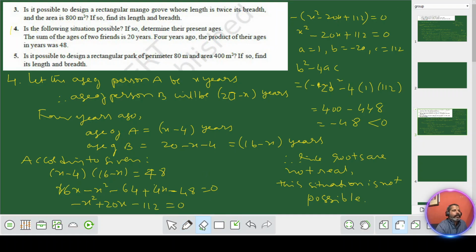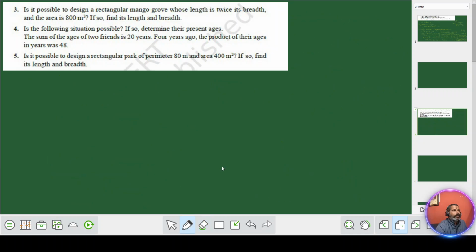Let's see the last question of the quadratic equation chapter itself. Is it possible to design a rectangular park of perimeter 80 meter, area 400 meter square? If possible, find the length and breadth. Let's see what is given. Perimeter is 80 meter. Area is 400 meter square given, right?